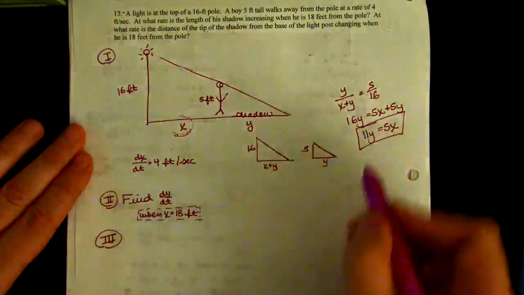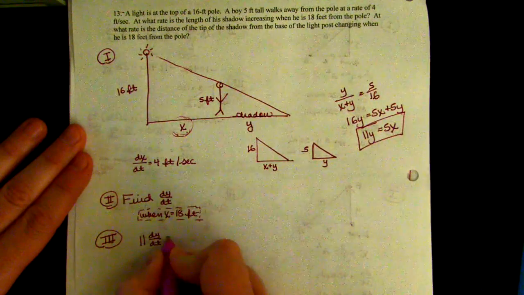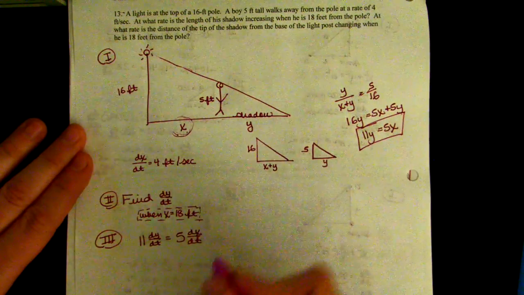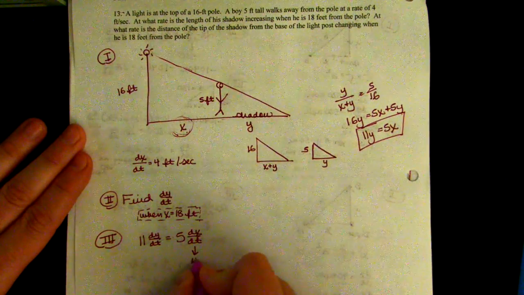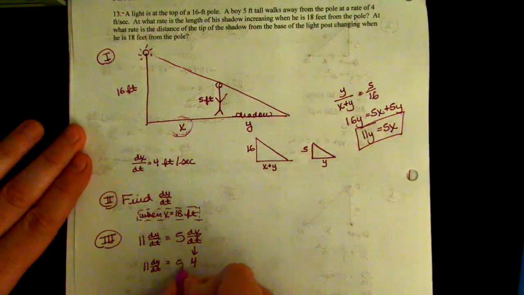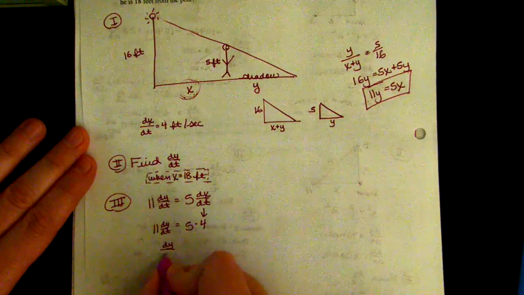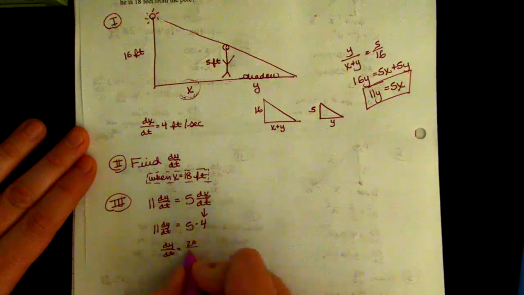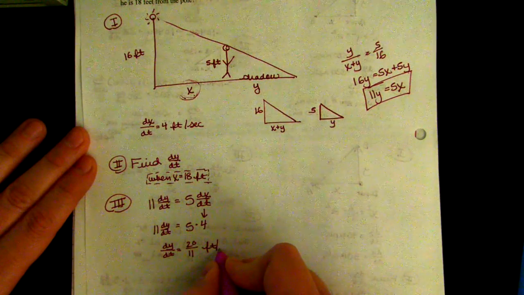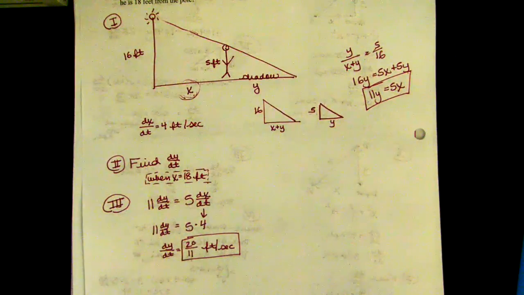I'm now going to find the derivative. Derivative of 11y is 11 dy/dt. Derivative of 5x is 5 dx/dt. I'm going to plug in my 4 for dx/dt, and actually I'm basically there. There's actually no place at all to plug in the 18 just because of how these things are related and how they're changing. dy/dt, the rate of change of the length of his shadow, is 20 over 11. Things are being measured in feet, so distance is feet. The time is measured in seconds. So the shadow is increasing at a rate of 20 over 11 feet per second.